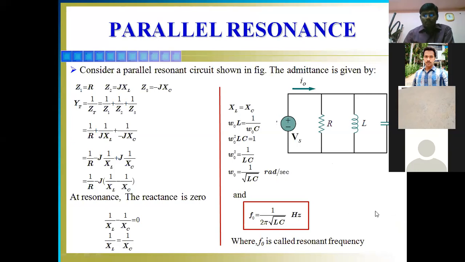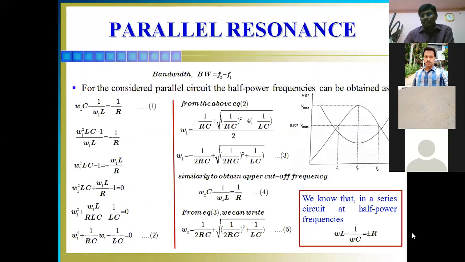Then we will go to bandwidth calculations. So we know the bandwidth W is equal to F2 minus F1, or omega 2 minus omega 1. Actually, this bandwidth is the range of frequencies above which the power transfer to the load is more than 50%.